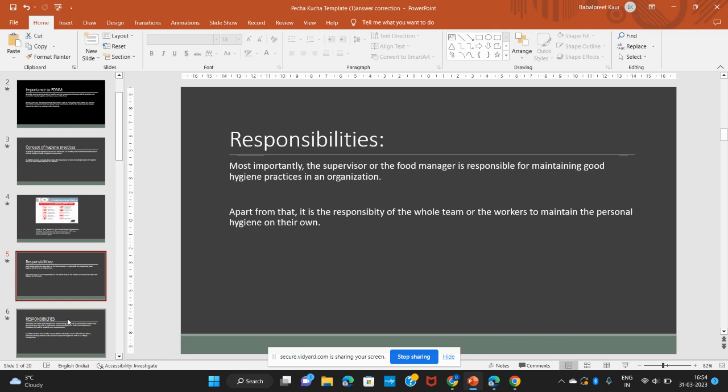In this slide, we learn about the responsibility: there are some persons who are responsible for maintaining the nutritional and personal hygienic conditions in the environment. The first is the supervisor and the food manager, who are responsible for maintaining the hygienic conditions in the organization. Other than that, it is the responsibility of the whole team to maintain the hygienic conditions on their own level, for their health as well as for the workplace.